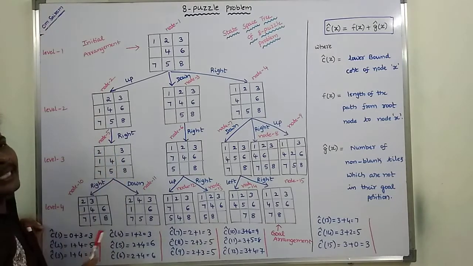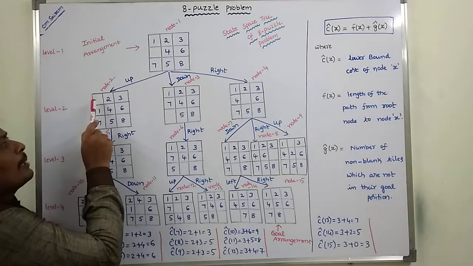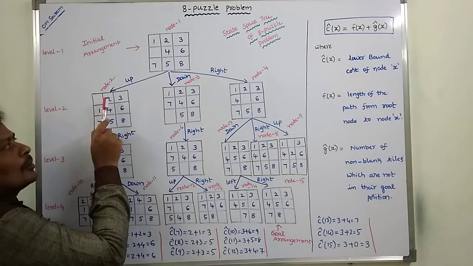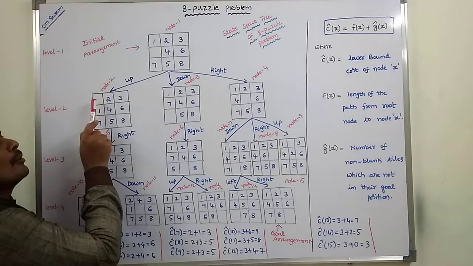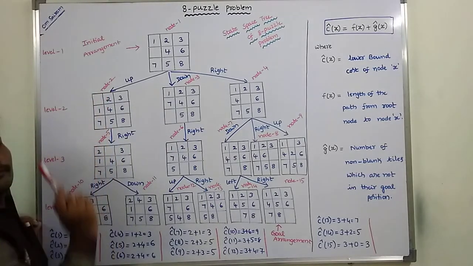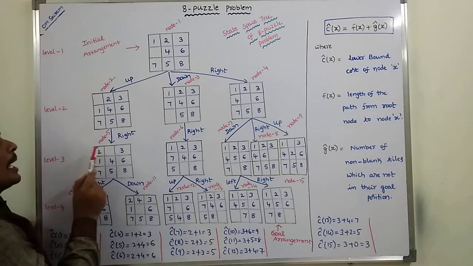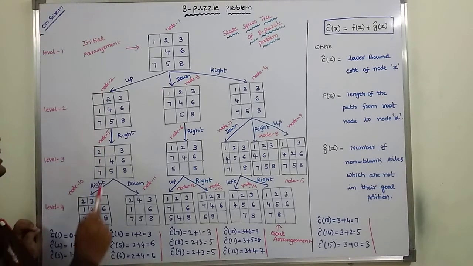This is the right direction. So the empty slot can be moved to the right direction. 2 can be moved to this place, and the empty slot can be moved to this place. The remaining tiles cannot be changed.